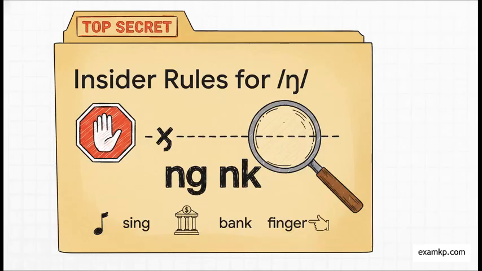If you see it as an option for a word's first sound, it's a trap. Rule number 2, look for the spelling patterns NG or NK. When you see an N before a G or a K, it almost always makes that NG sound. Think bank or finger. And now for the biggest traps.